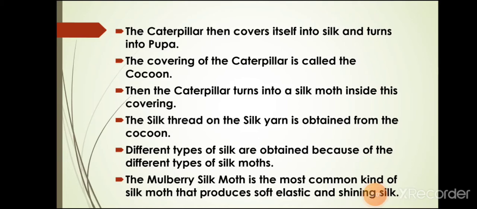Students, different types of silk are obtained because of the different types of silk moths. The mulberry silk moth is one of the most common kinds of silk moth, and the silk fiber obtained from the mulberry silk moth is soft, lustrous, elastic and can be dyed in beautiful colors.